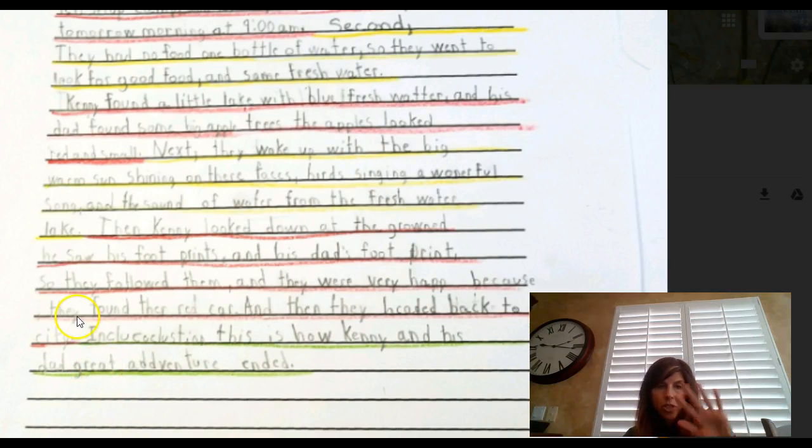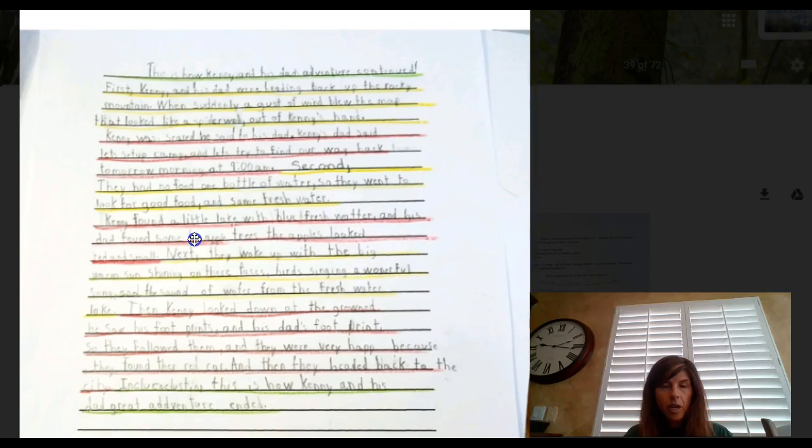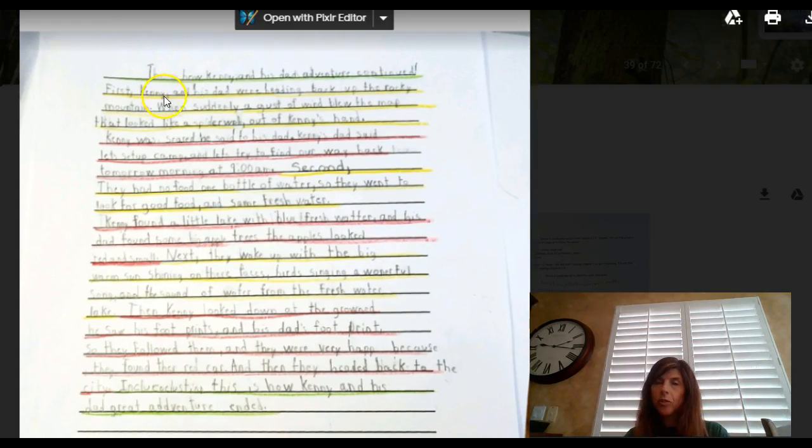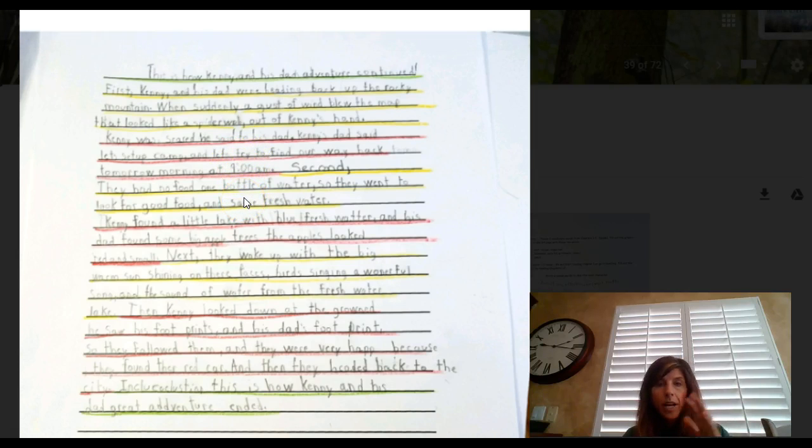So she did it all in one paragraph, which is fine, because you really have not worked on multiple paragraphs. But again, you do not need the green, yellow, and red in a story that you've written. But it is a good continuation of the story about Kenny and his dad taking a hike. So that's something that you can do.